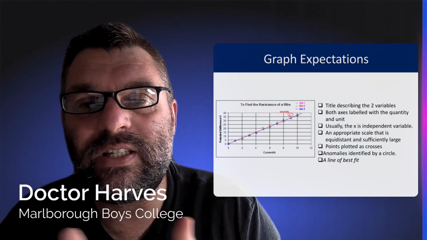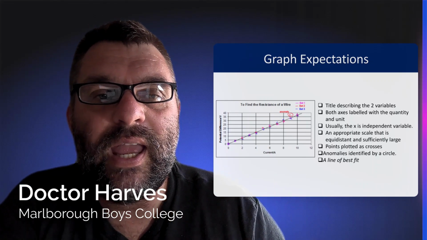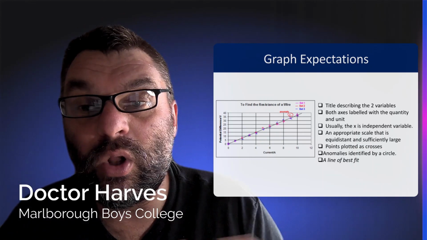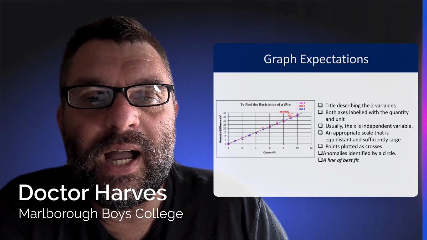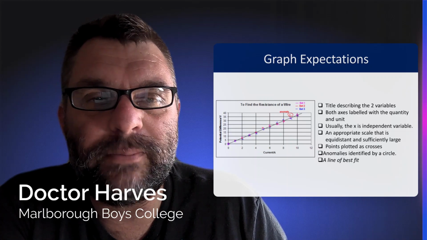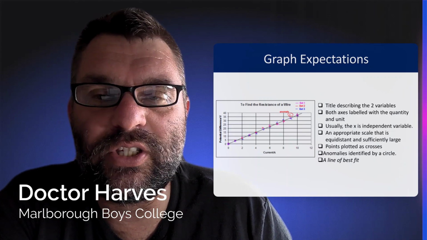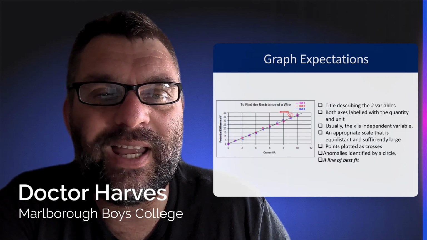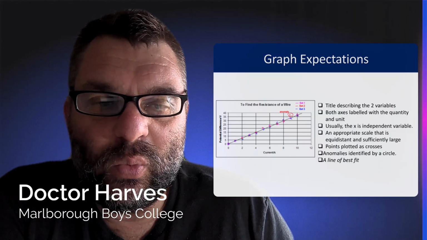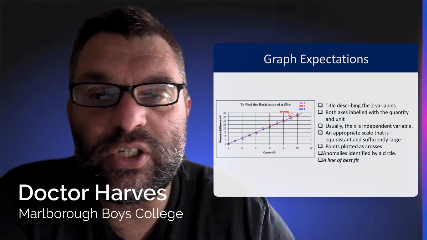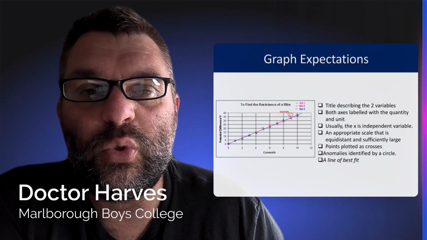That's what equidistance means between all of the values, and sufficiently large to cover all of the values of our range. Points are plotted as crosses, and anomalies, as you can see from the diagram there, are identified by a circle. And finally, we need a line of best fit to go through our values.